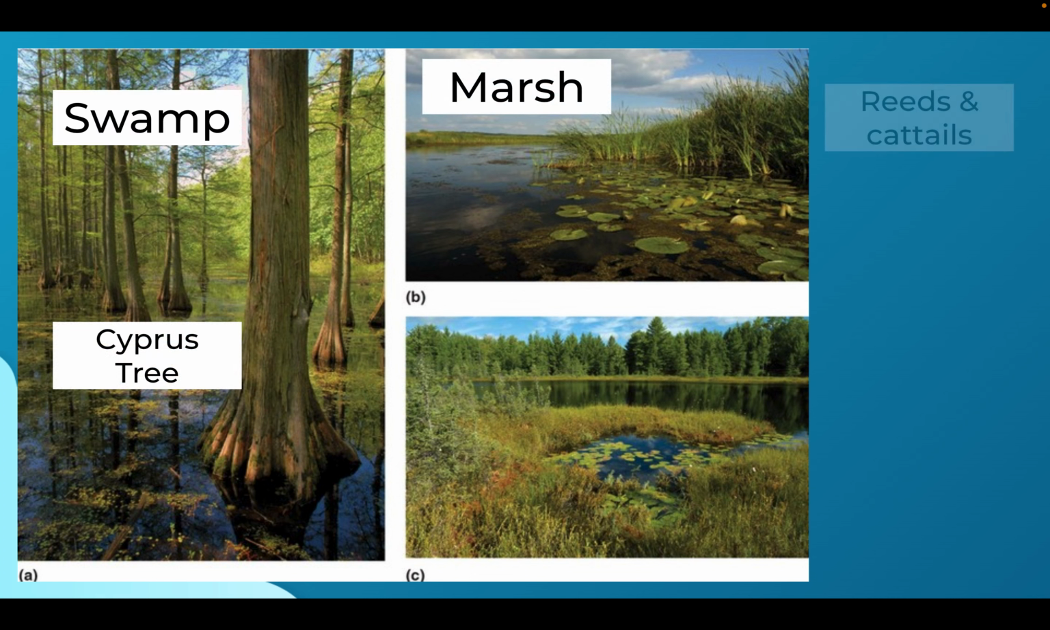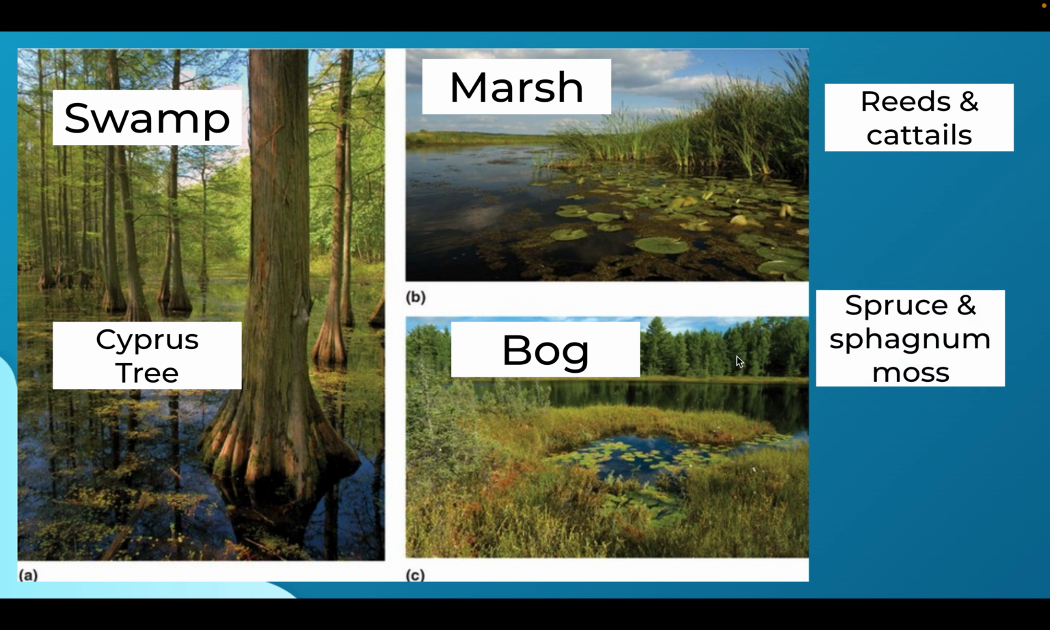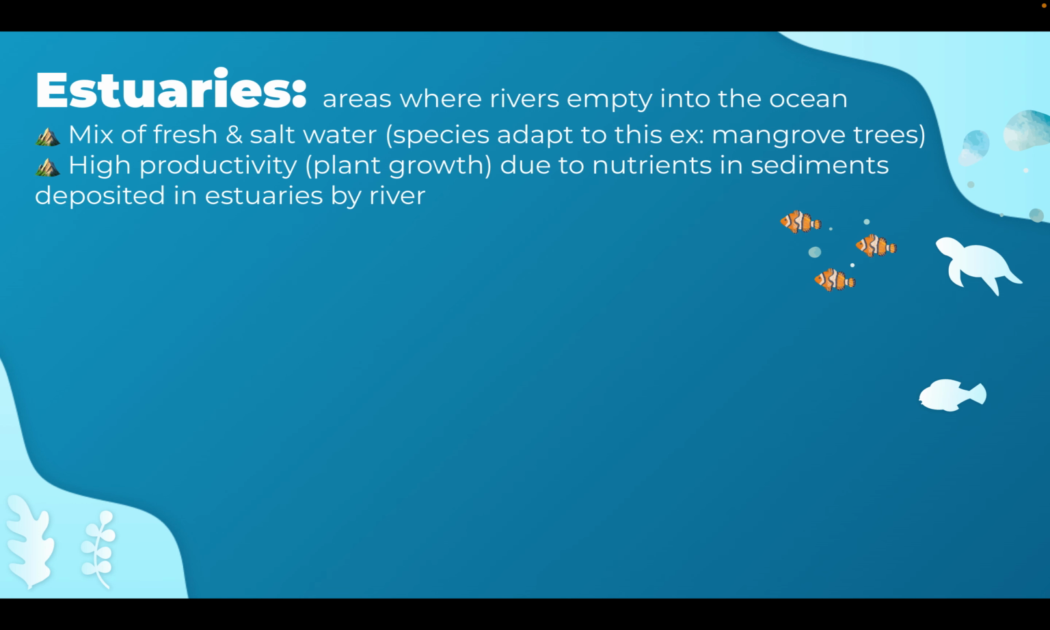You also have a marsh. Here are reeds and cattails, and the reeds and then cattails are all in there. And then the third wetland area is a bog. Here you see spruce trees in the back and then sphagnum moss. So this is all moss that is in this area here. And it is, again, submerged in water at least half the year. So those are the three different types of wetland areas.